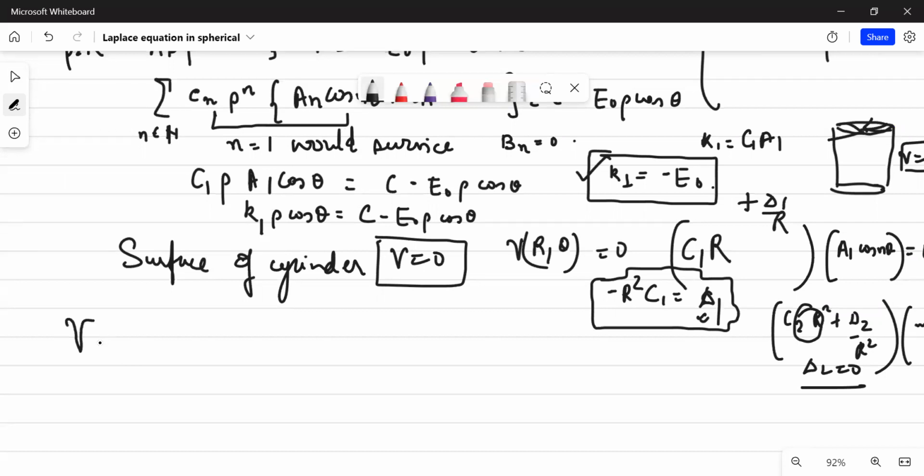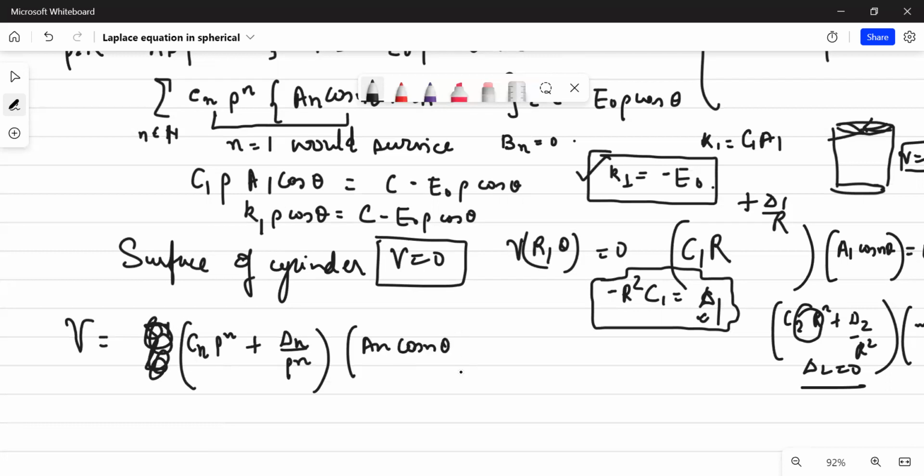The solution for this particular problem would be the potential. I will only write one term, not even this summation. Let's see, what was it: Cn into rho to the power n plus Dn upon rho to the power n. Bn terms were all 0, so forget about it. It was An cos n theta. This is how it was, and summation implied. I know that this will only have a solution for n equal to 1.